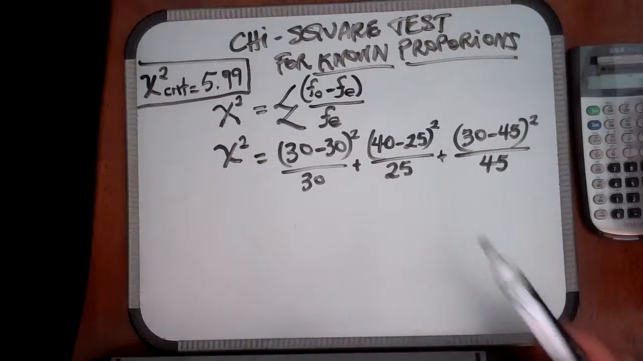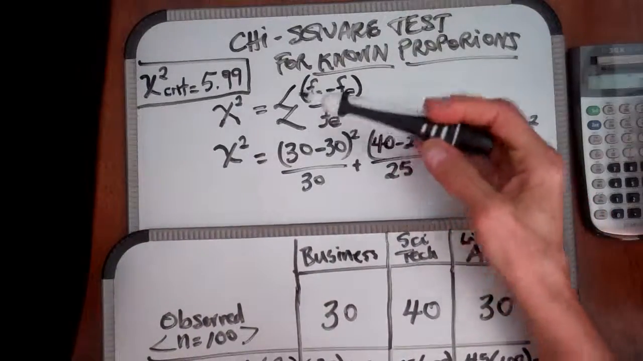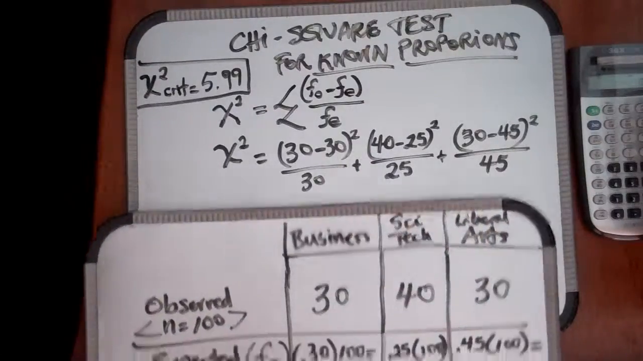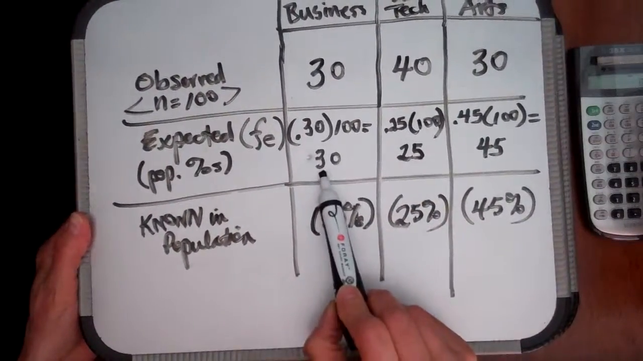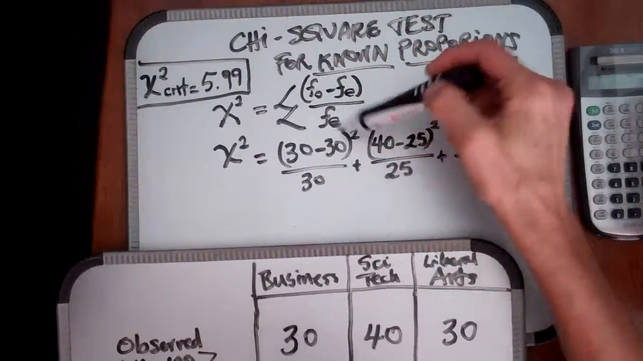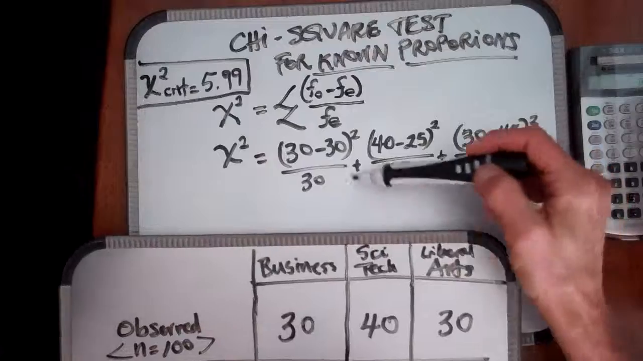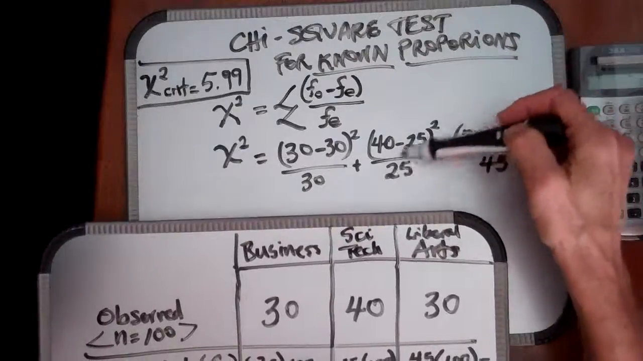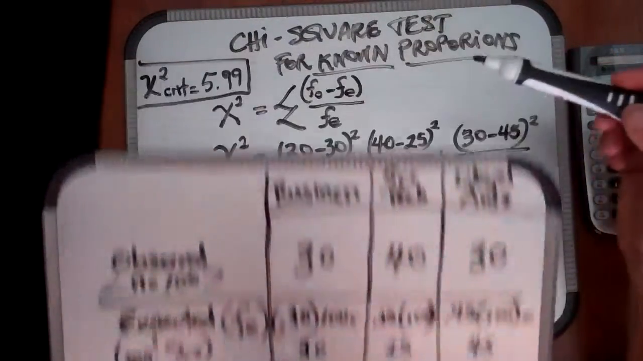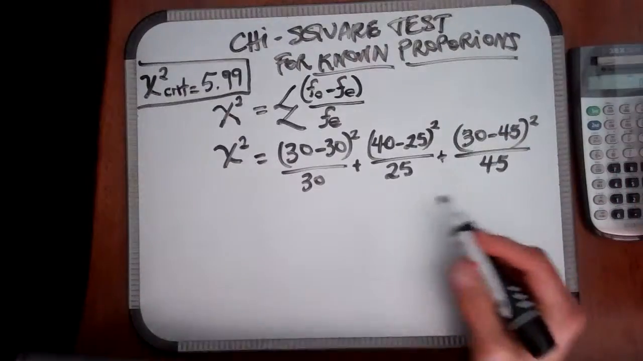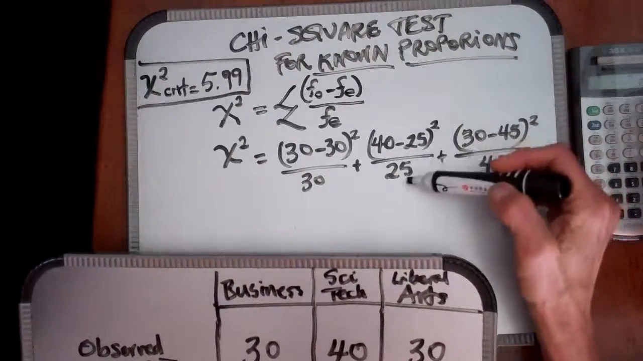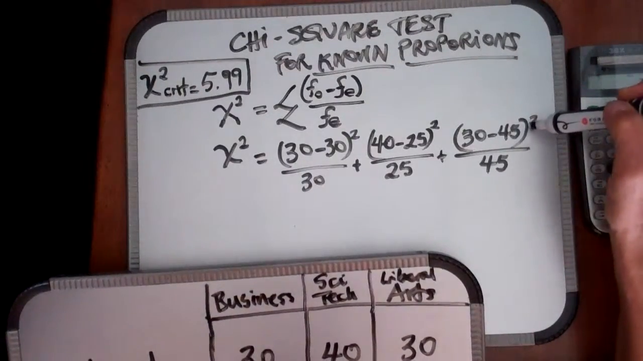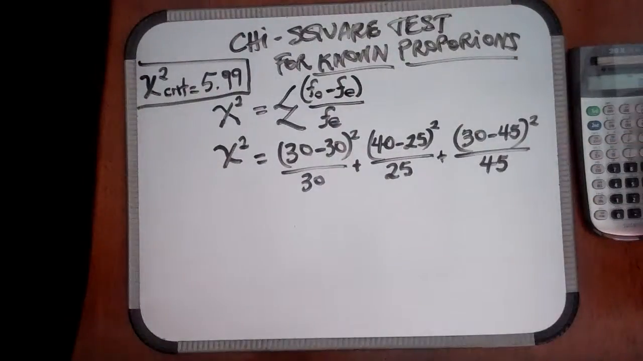So now we just plug in our numbers, and I've written this out already. You see that in the first category, for business, frequency observed is 30, frequency expected is 30. 30 minus 30 squared, of course that's not necessary to do, that's 0, right? Then for the next column we have 40 minus 25, squared, divided by 25, because that's the expected frequency, and then we have 30 minus 45, and that difference squared divided by 45, which is the expected frequency.